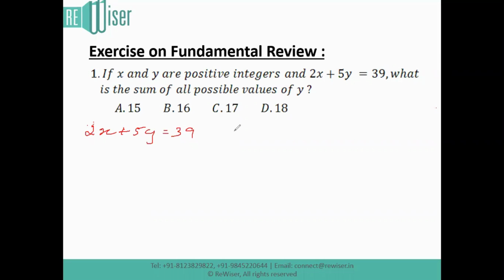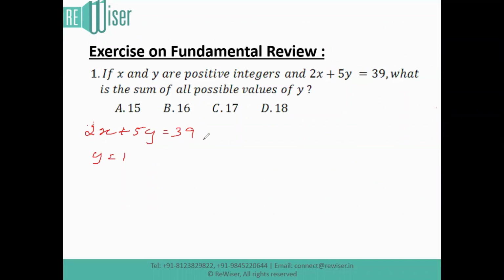So whenever they give you only one equation and ask you to calculate the value of x or y, you have to always think about the trial and error method. Since they're asking you to find the sum of all the possible values of y, let me take a trial and error value for y. Since x and y both should be positive integers, let me start with y equals 1.